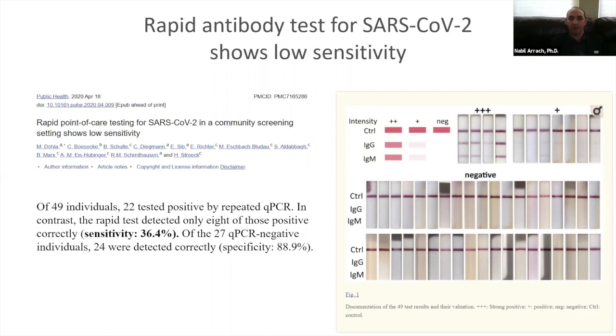And on a separate note, there was a lot of testing going on in Spain, and they were using those little cassettes, and they found that they were not accurate enough. I think they reported in a newspaper in Madrid that they had close to 30% sensitivity, very similar to what we see in this study. So sensitivity is important in a diagnostic test.